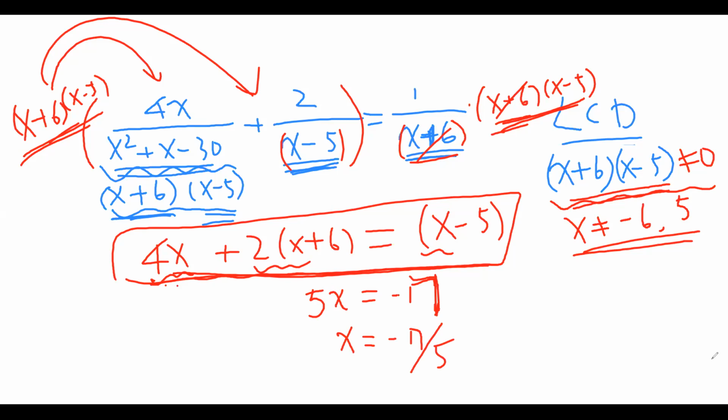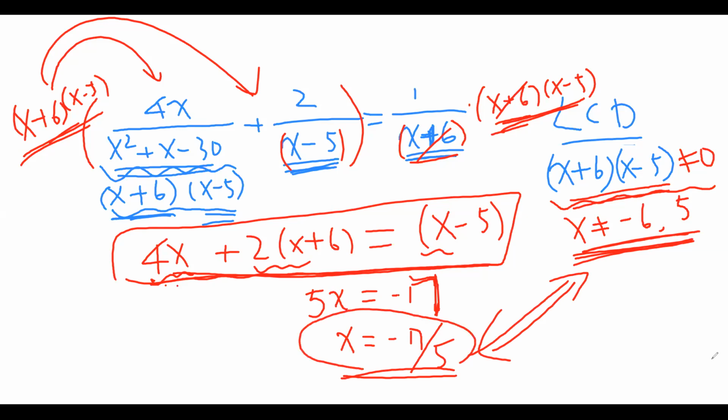Got it? So you need to check here. They do not conflict with each other, right? This one says x cannot equal -6, 5, but this one says x equals -17/5. So they do not conflict with each other, and the final answer should be this one. It's fine. So it's easy, but the first step is kind of complicated, right?